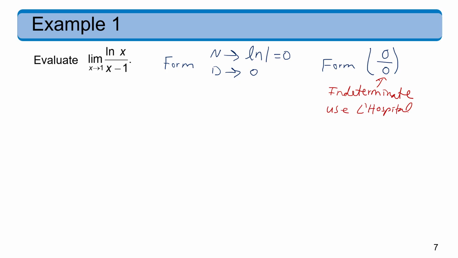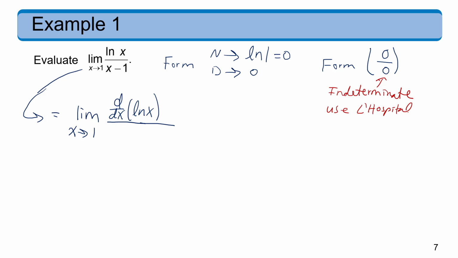Okay, so let's practice using the rule. So we're going to say this limit equals, and we're going to write a new limit. Still x approaching the same thing, which is 1. Now in the numerator, I'm going to put the derivative of the original numerator, which is natural log x. In my denominator, I'm going to take the derivative of the original denominator, x minus 1.